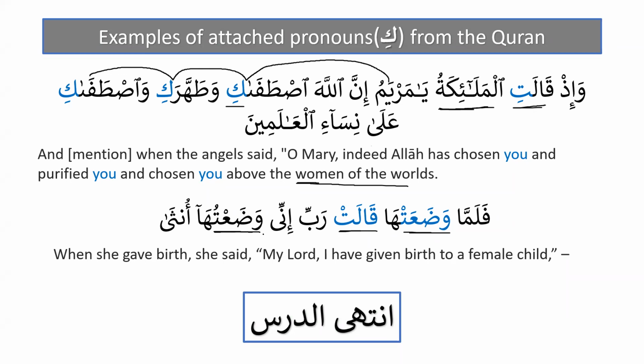So now you have learned both. You have learned ذهبت, that means I went. Similarly, وضعت, I gave birth or I put. Basically, وضع يضع ضع, as we always learn, means to put, but it also means to give birth, because in Arabic one word can be used in different meanings. So here it is, I gave birth. So when she gave birth, she said, my Lord, I have given birth to a female child. Here we have wada'at, and here we have qalat, and here we have ki. These are some of the examples of the attached pronoun ki, and also for the singular feminine that we have from the Quran.